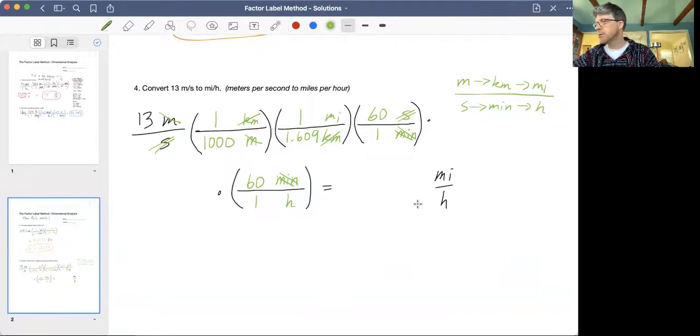Okay, time to do the calculation. Here we go with 13 divided by 1,000 divided by 1.609 times 60 and then times 60 again equals, I got the answer, 29.086. And I need to round that. And so I'll probably round that to 29 miles per hour.